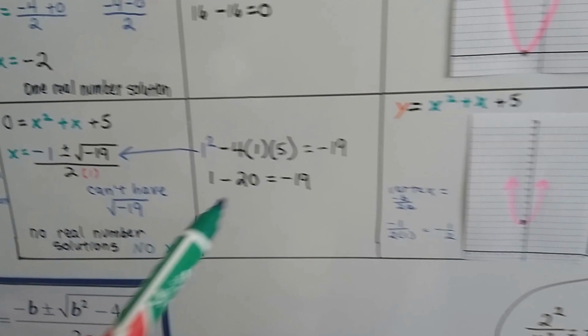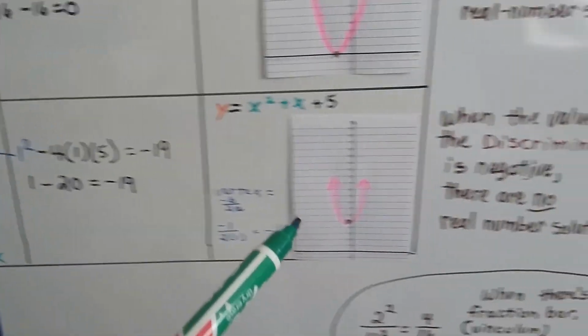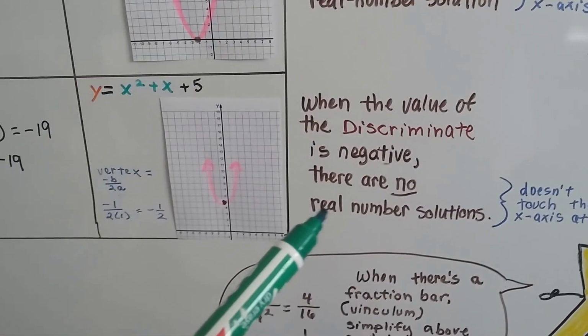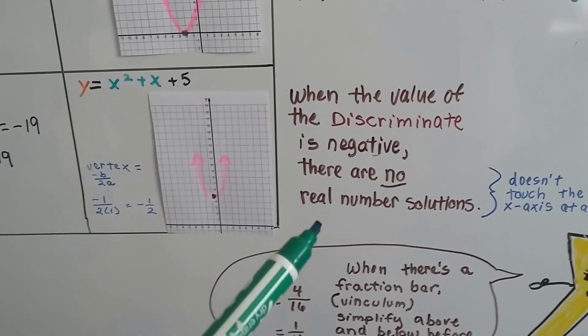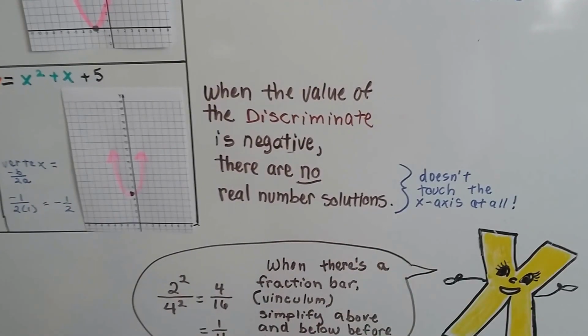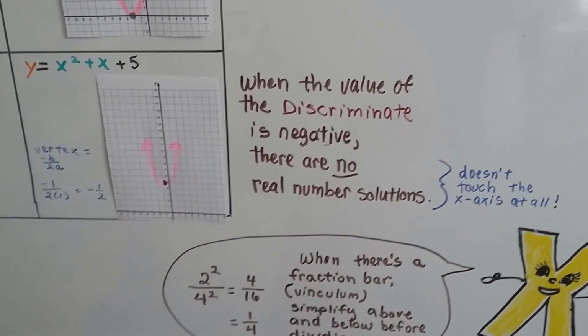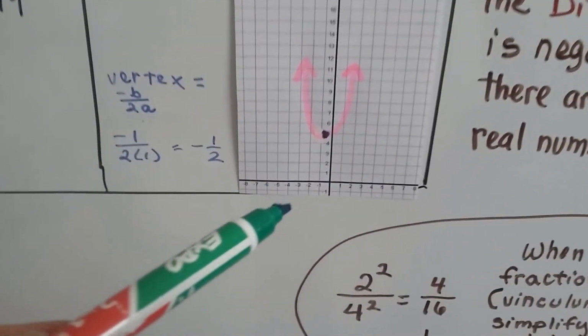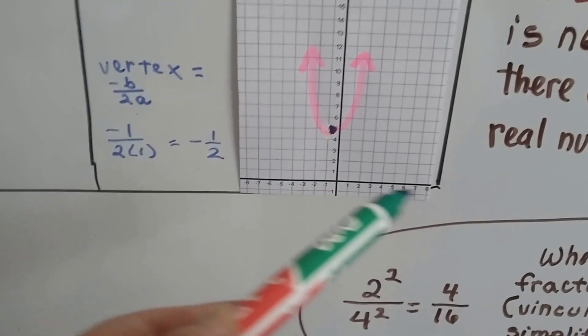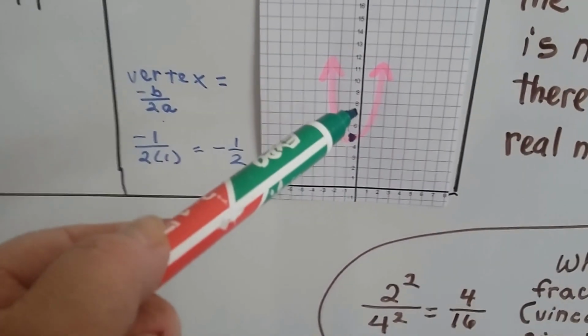Now because of that, and it came out negative, when the value of the discriminant is negative, then there's no real number solutions. And guess what? It doesn't touch the x-axis at all. So this guy's kind of floating in the air. Here's the x-axis, and it's floating way up in the air.